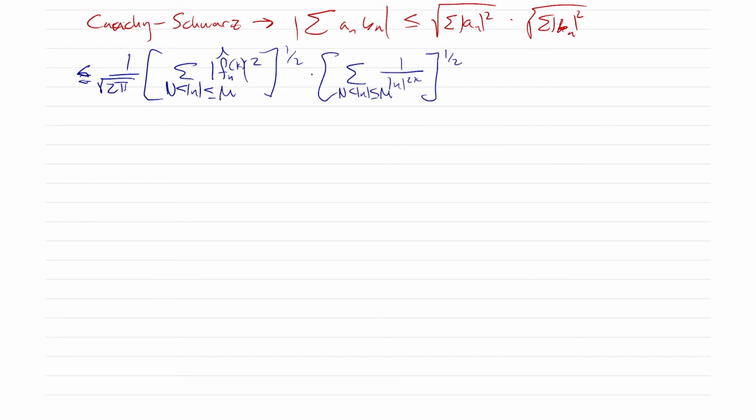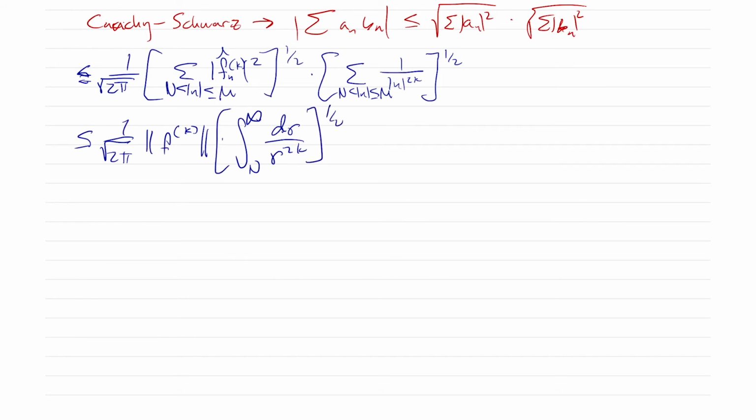So, moving forward, what do we have? To start off, this is exactly what we talked about before. Square root of 2 pi. This is the norm of fk. And then this other term, we can bound it from above by this: capital N to infinity of dr over r to 2k. And this comes straight from just calculus 2, where we have a decreasing sequence, and so we can upper bound it by an integrable function. And so then when you work out all the arithmetic here, that's going to give you this.